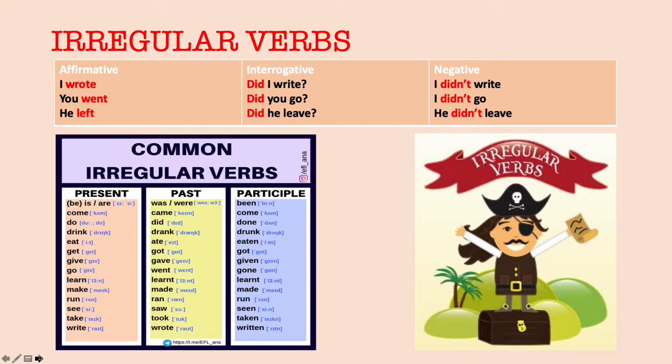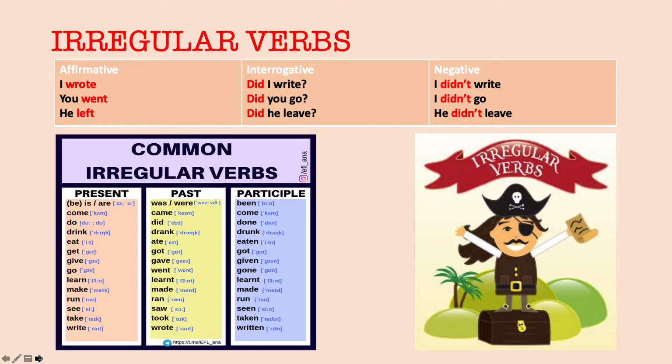Now in questions and negatives, we use the auxiliary verb did and the simple form of the main verb. So we say, did I write? When we use did, the verb goes back to its basic form. We don't say did I wrote, we say did I write. Did you go? Did he leave? I didn't write, I didn't go, he didn't leave. So notice how the verb goes back to its basic form when I use did or didn't.